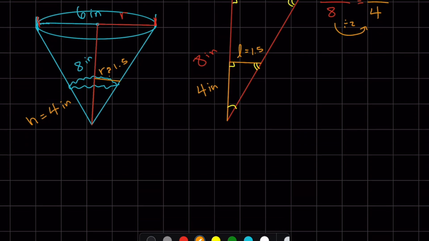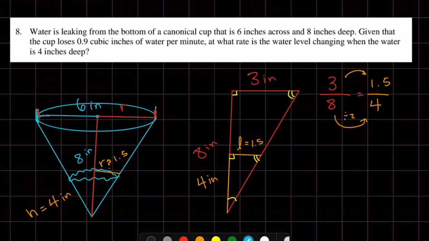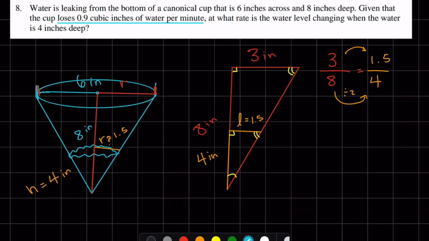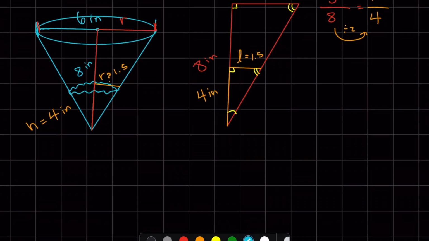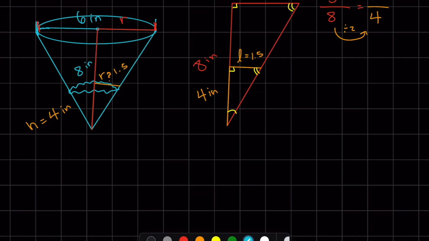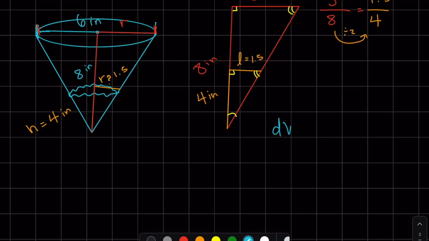Okay, now let's look at our problem to see what other information we're given. It says that the cup loses 0.9 cubic inches of water per minute. That word per tells me that that's going to be a rate. And the cubic inches tells me that it's a rate with respect to volume, and minutes is time. So this is going to be dV over dt, the change in volume over time, equals 0.9.